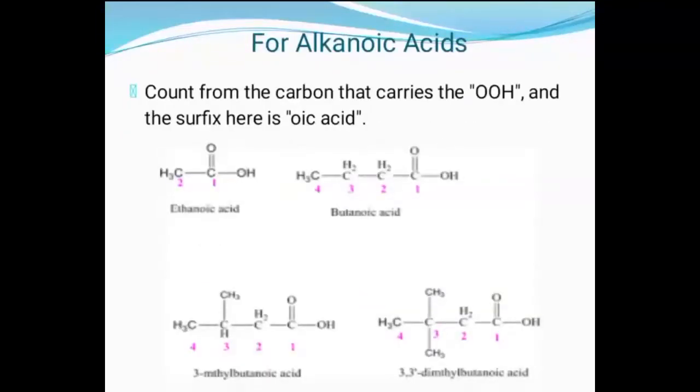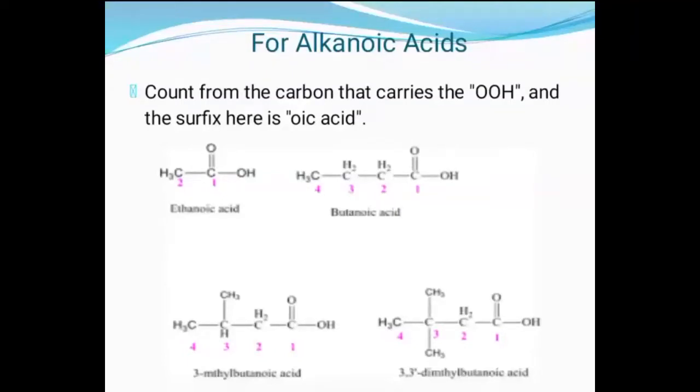For alkanoic acid, or you can call it the carboxylic group, count from the carbon that carries the COOH and give it the suffix name "-oic acid". Take a look at these structures and numbering. If you look at these structures we have here and their numbering, the number 1 carbon is the one that carries the COOH. In the first structure, the number 1 carbon is the one that carries the COOH. The first structure has only 2 carbons and is named ethanoic acid.